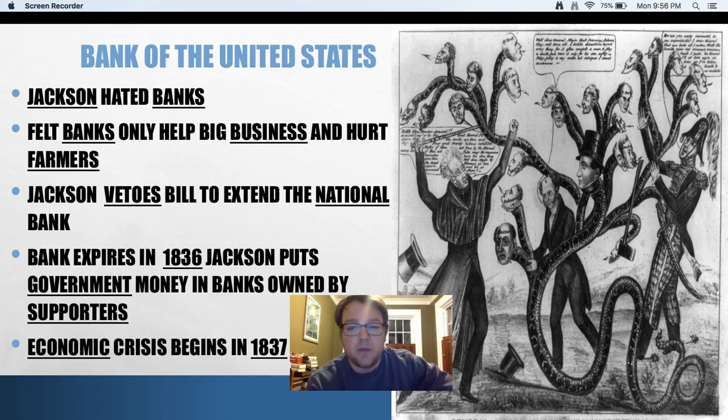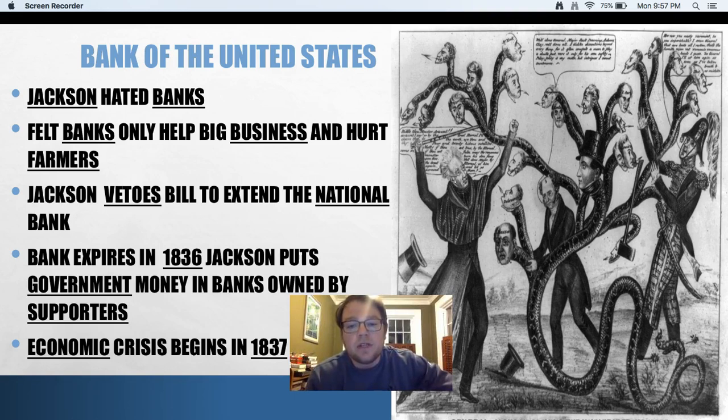As we talked about, most of his support was in the West and in the South, and he knew those folks weren't going to vote against him if he vetoed this bank bill. He vetoes the bill to extend the national bank. As I just said, the national bank wasn't up for expiration, so it actually lasted a few more years, but the bank expired in 1836.